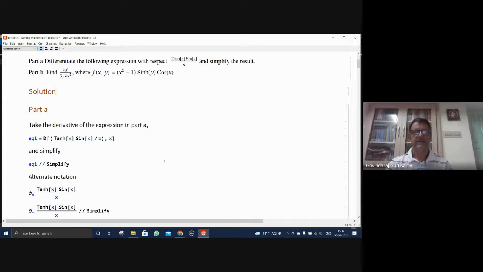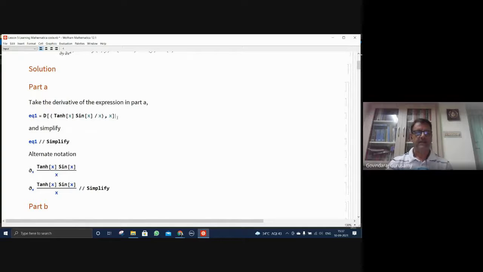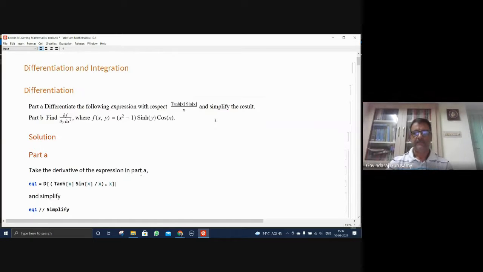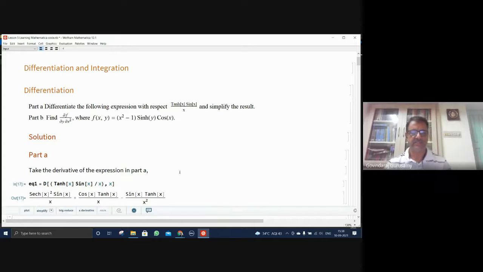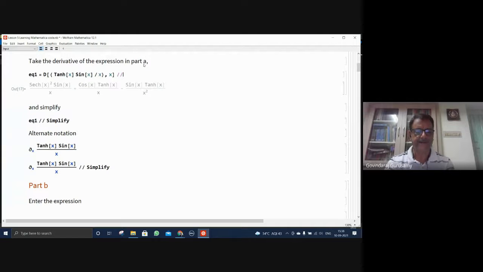Clear. So now we start. Do this as equation 1. D of tanh x, the hyperbolic function tanh, and then sin x divided by x. A little complicated in differentiation, but it will give a result. This is what your result is. Is any simplification possible? You can simplify and check whether it simplifies further. If it is done, okay, otherwise leave it as it is.